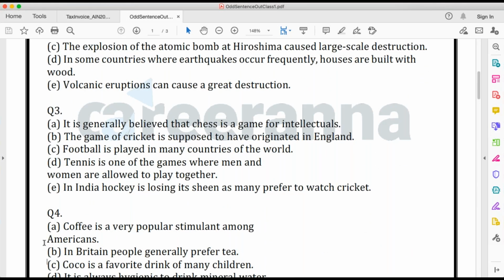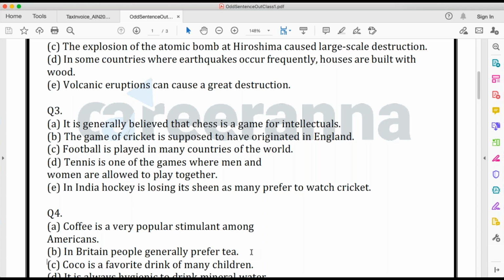Question number 3. Okay, so it's all about A versus E. Exactly, Tanya. That is why option number A is my correct answer. A is the odd sentence out because A is talking about the indoor game and every other sentence is talking about the outdoor game. It's about indoor game versus outdoor game. It's not E. The correct answer is A.